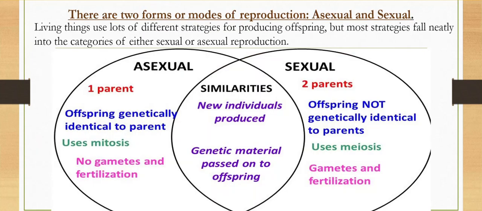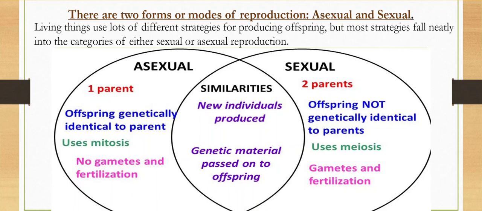There are two forms or modes of reproduction, asexual and sexual. Living things use lots of different strategies for producing offspring, but most strategies fall neatly into the categories of either sexual or asexual reproduction. Let's understand asexual and sexual reproduction.